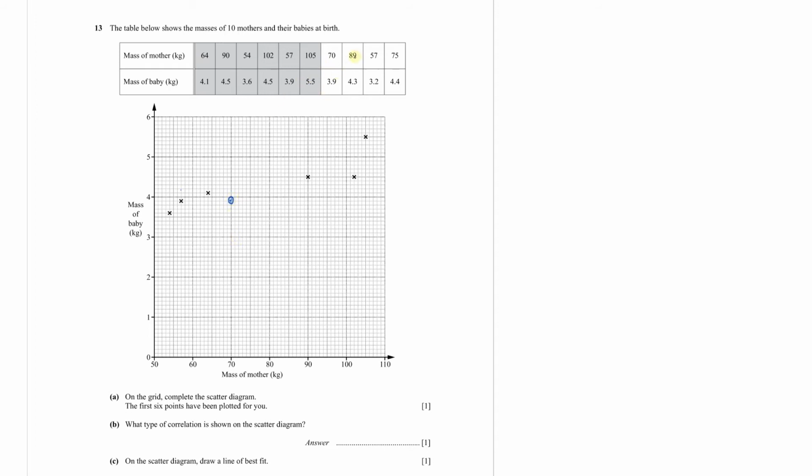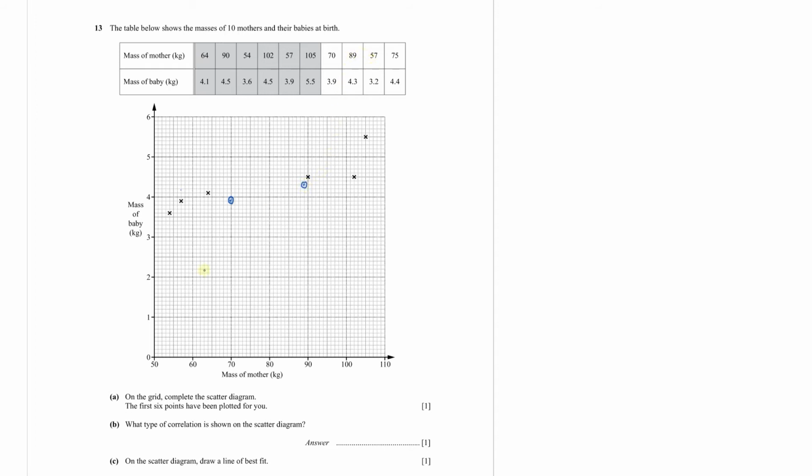The next one is 89 and 4.3. So 89 will be one block before this, and then we have to go up till 4.3. So this will be 4.5, 4.4, and then this will be 4.3 and 89 on the x-axis.